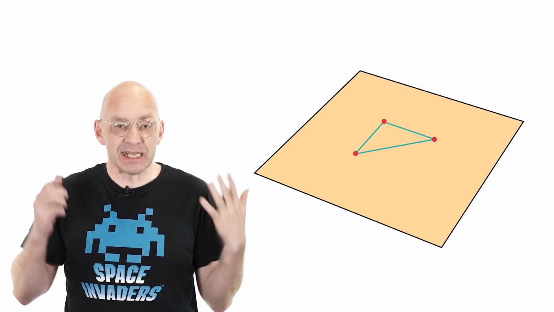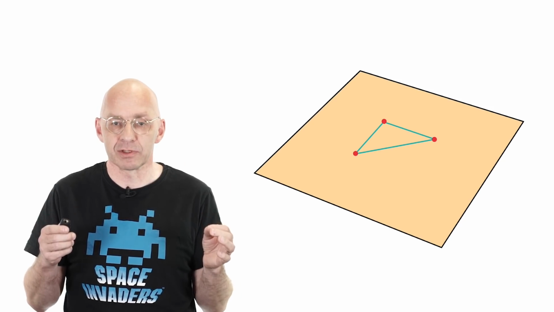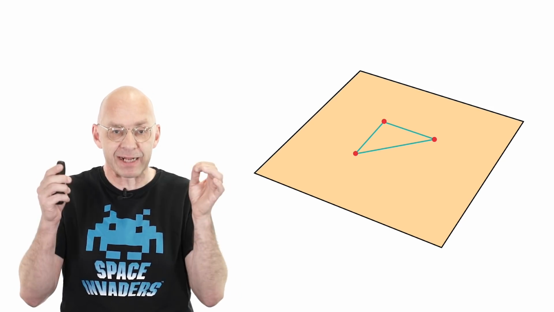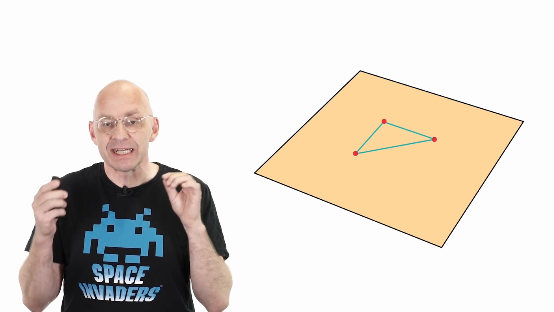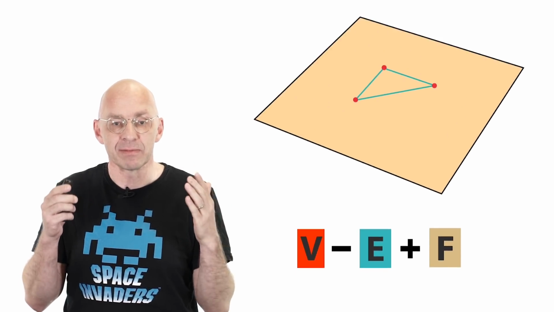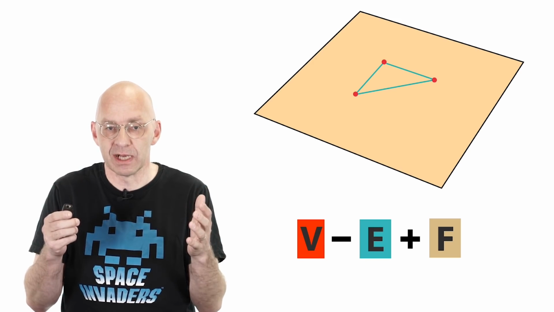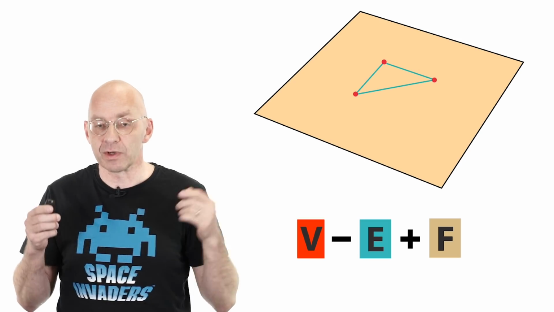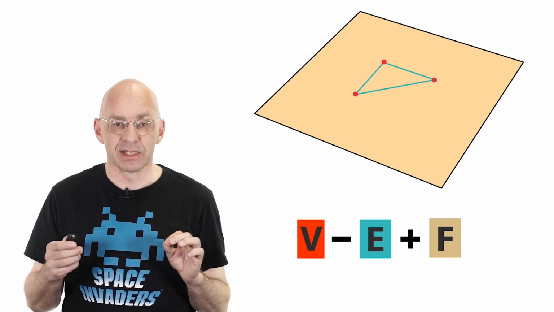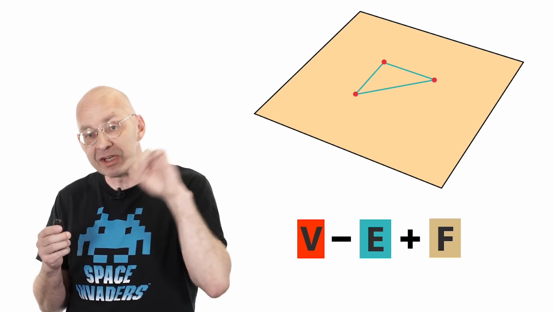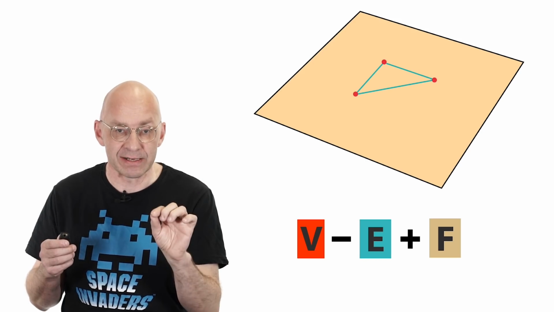Now, at each step of this process, we're changing the network. And so we're changing the numbers of vertices, edges and faces. But, and this is the nifty part, it is easy to see that with each step, the quantity v minus e plus f does not change. So for all the networks that we create along the way, the quantity v minus e plus f is the same. But that means that the v minus e plus f of our original blob is the same as the v minus e plus f of the triangle.